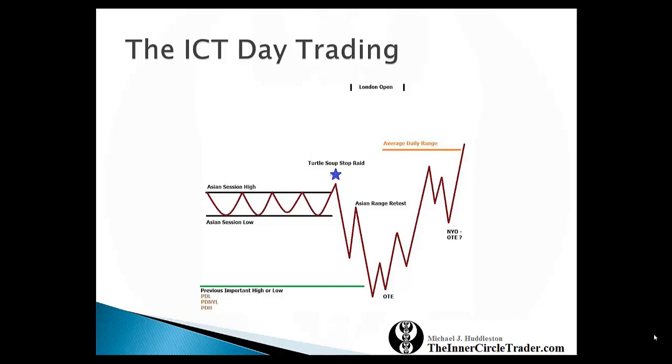Now turtle soup is 99% of the time what you're going to see in London open, because it's going to be reaching for a stop hunt. Okay, that's generally what happens in London. I'm sorry, what happens in London. London Open is generally a run on stops. It's a false break, higher or lower. In this case, we're looking for a long.